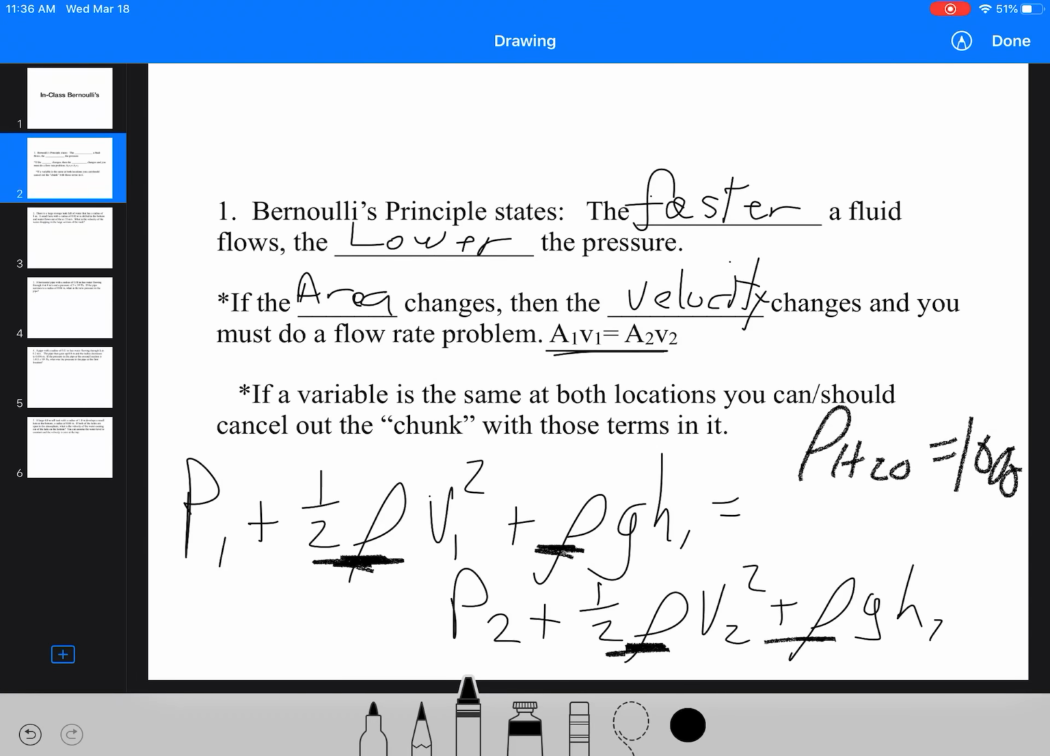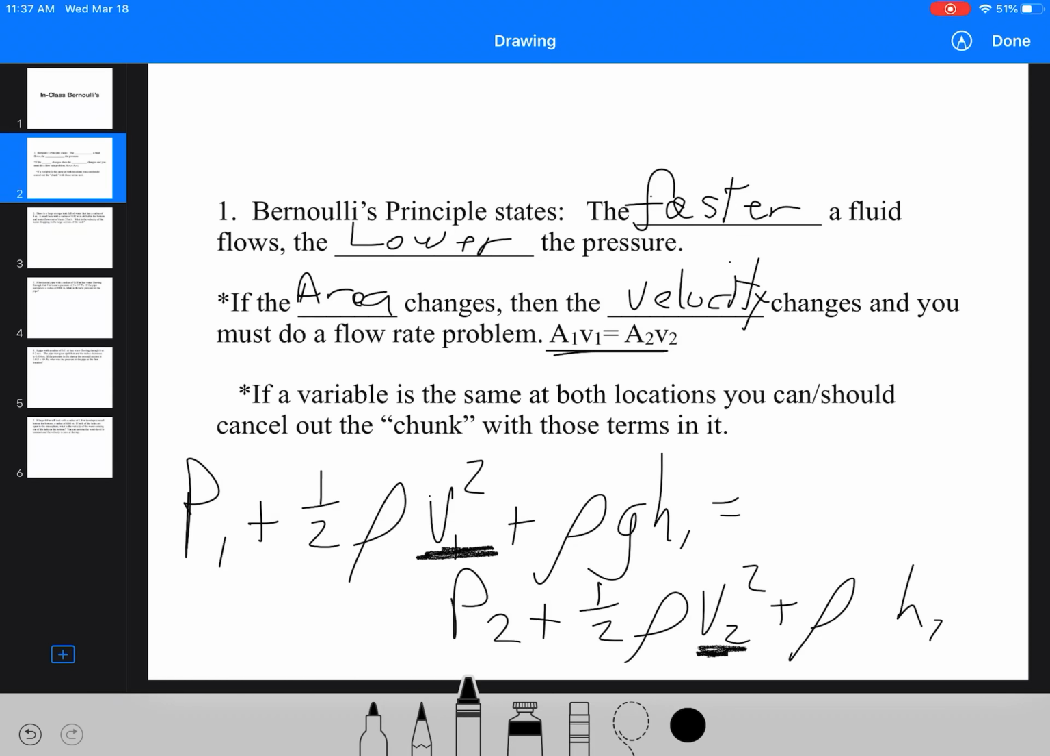This is the density of water, this is the density of water, and this is the density of water. We don't ever use anything besides water when we are going through these. This is the velocity of the water at location 1, and this would be the velocity at location 2. Don't forget that it's velocity squared. And then finally, the height at location 1 versus the height at location 2. If it's a horizontal pipe, define your lowest point to have a height of 0. Okay.